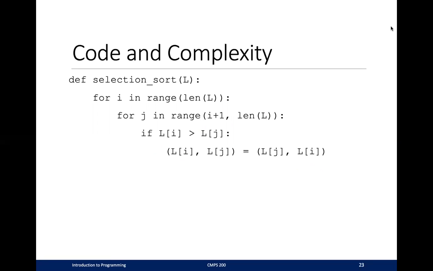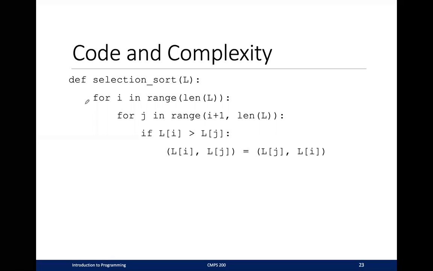Can you explain to me why it is length of L squared? Can anybody explain why? I have nested loops, correct? Nested loops means I need to do some multiplication. Yes, so two nested loops, so I need to do multiplication. I know that. The first one, how many times does it run?